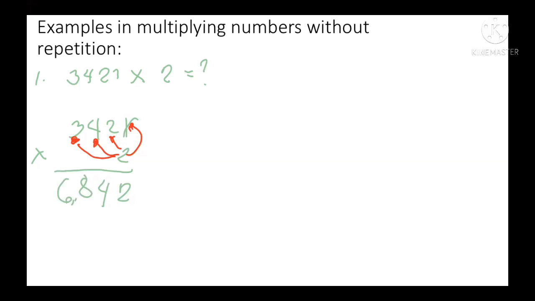6,842. Very good. Now, what do you call the answer in a multiplication problem? What is it? Product. Very good. So the product is 6,842. This is our product. All right? Easy. Okay, number 2.